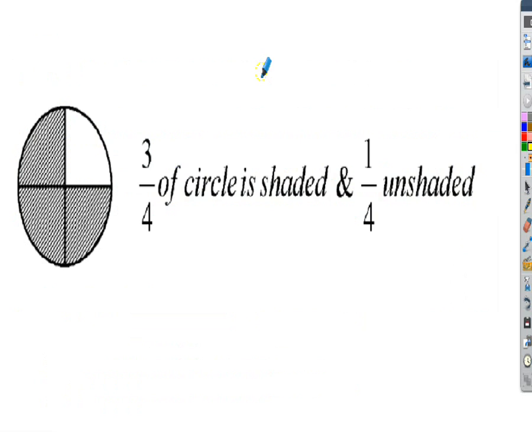So for example, considering the circle on the left hand side here, it's broken into 4 parts, or 4 quarters, as we can see here. 3 of the parts are shaded and 1 is unshaded. So in fraction form, we would say that 3 upon 4 of the circle contain shaded parts, whereas there's only 1 part unshaded, so that's 1 upon 4 is an unshaded part.